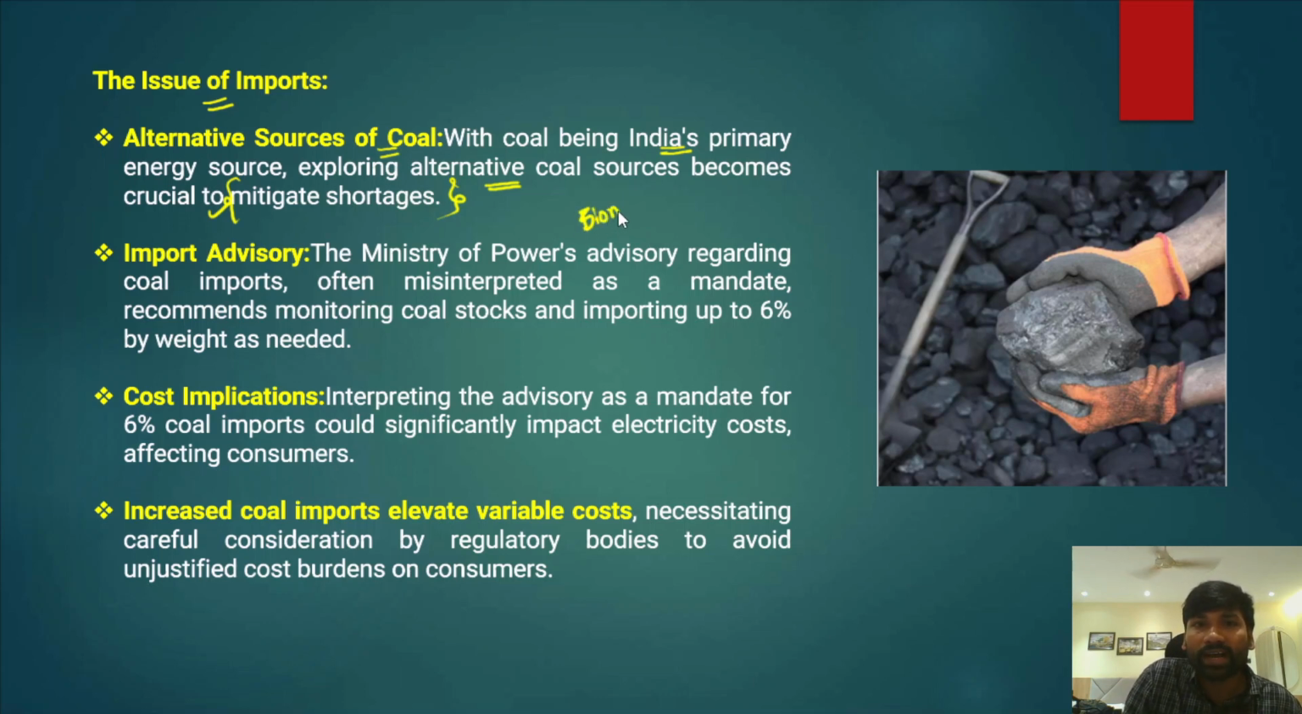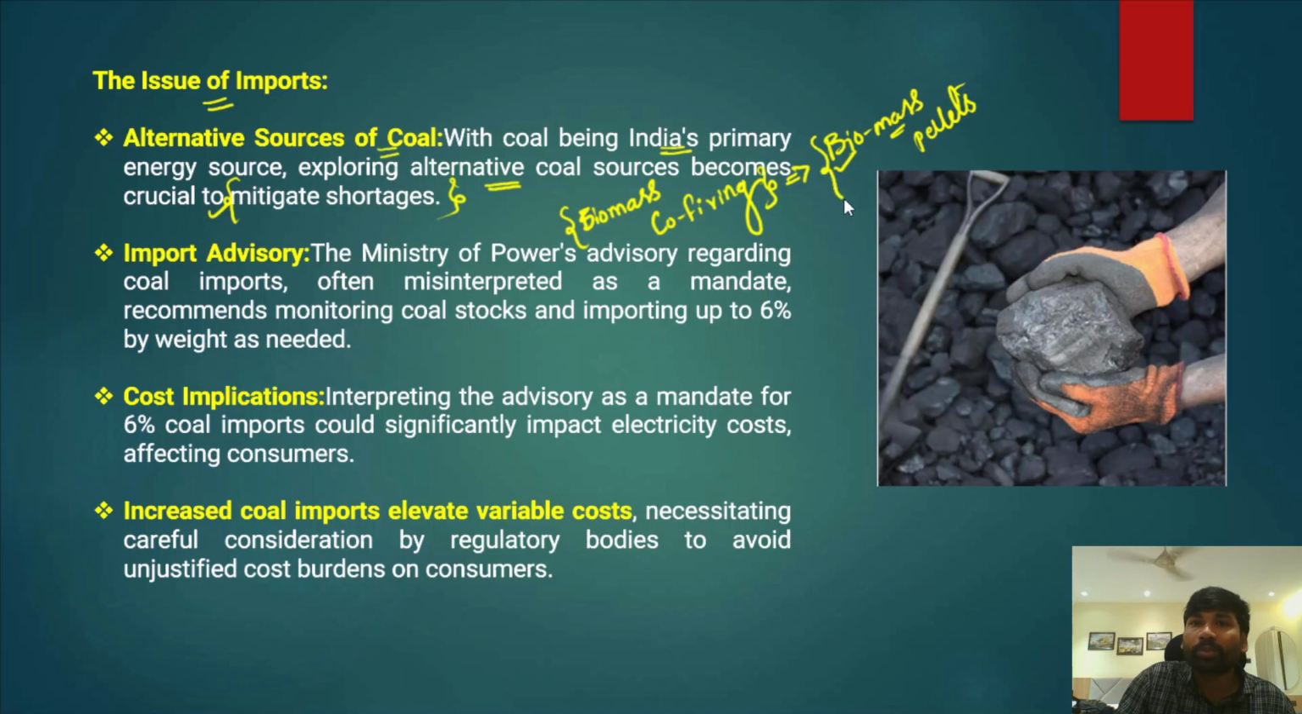the Ministry of Power has mandated biomass co-firing in thermal power plants. Biomass co-firing mandates the use of biomass pellets in place of coal, so that could reduce excess demand for coal in these thermal power plants. Therefore, we need to explore other alternatives to coal. Thereby we will be able to meet increased coal demand and reduce our import dependency on coal.